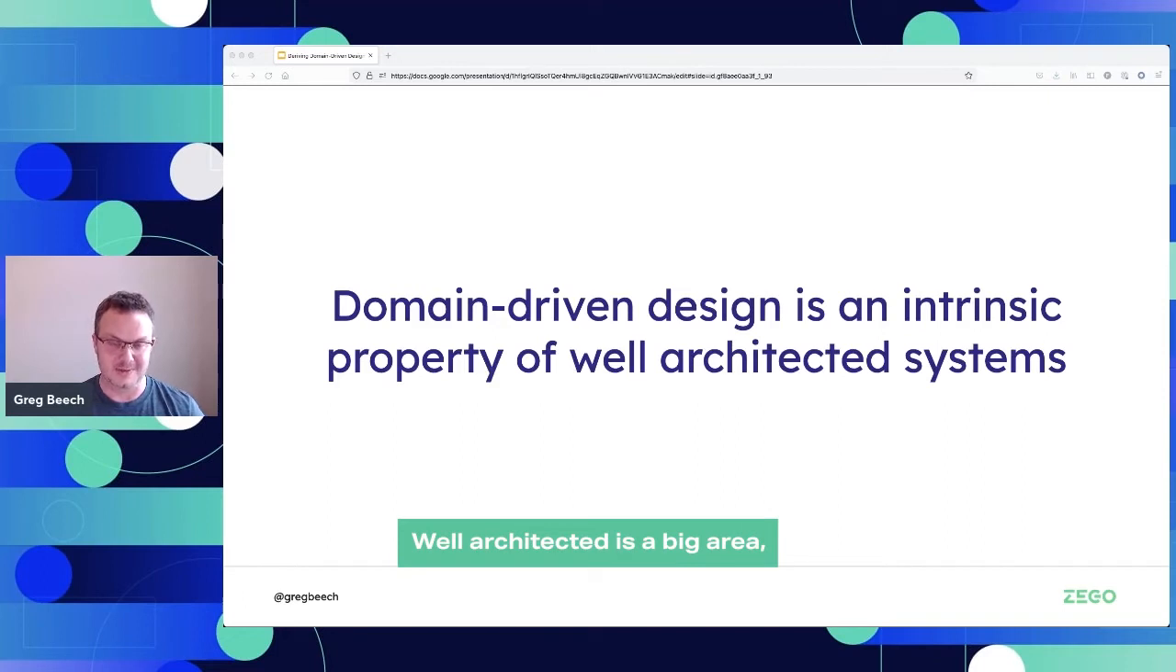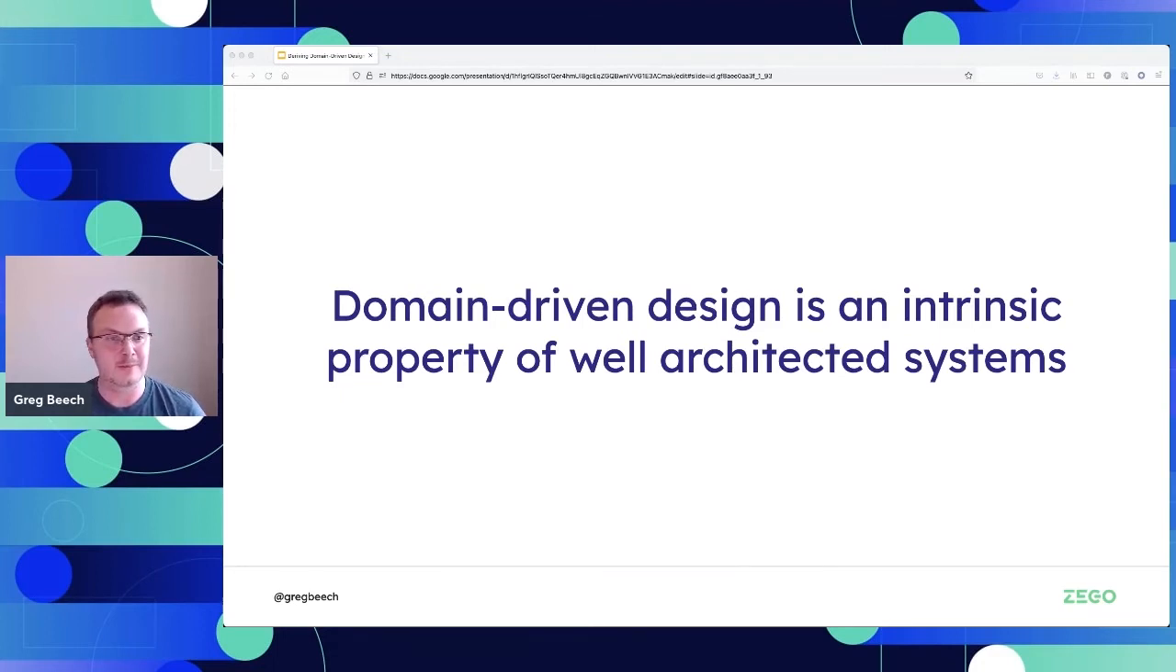Now, well-architected is a big area, but the kind of thing I mean is that you can evolve the system without destabilizing core components. It's extensible, so you can add functionality without changing things all over the place, and you can introduce reliability boundaries, which is where events let you do that, you can start putting reliability boundaries in there.